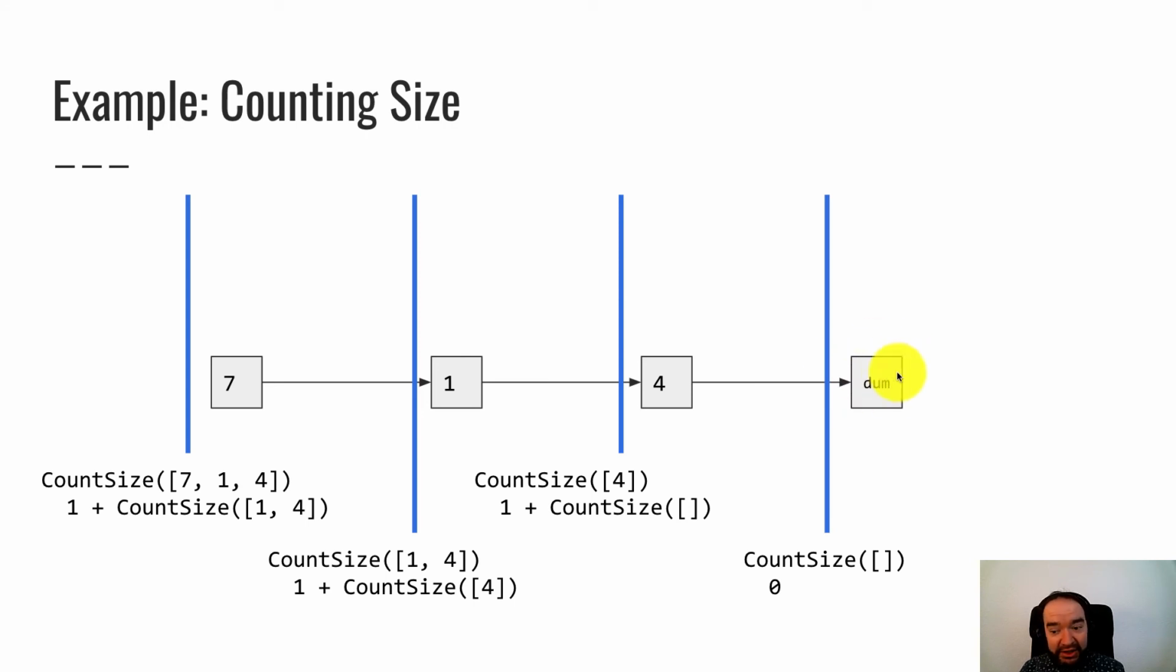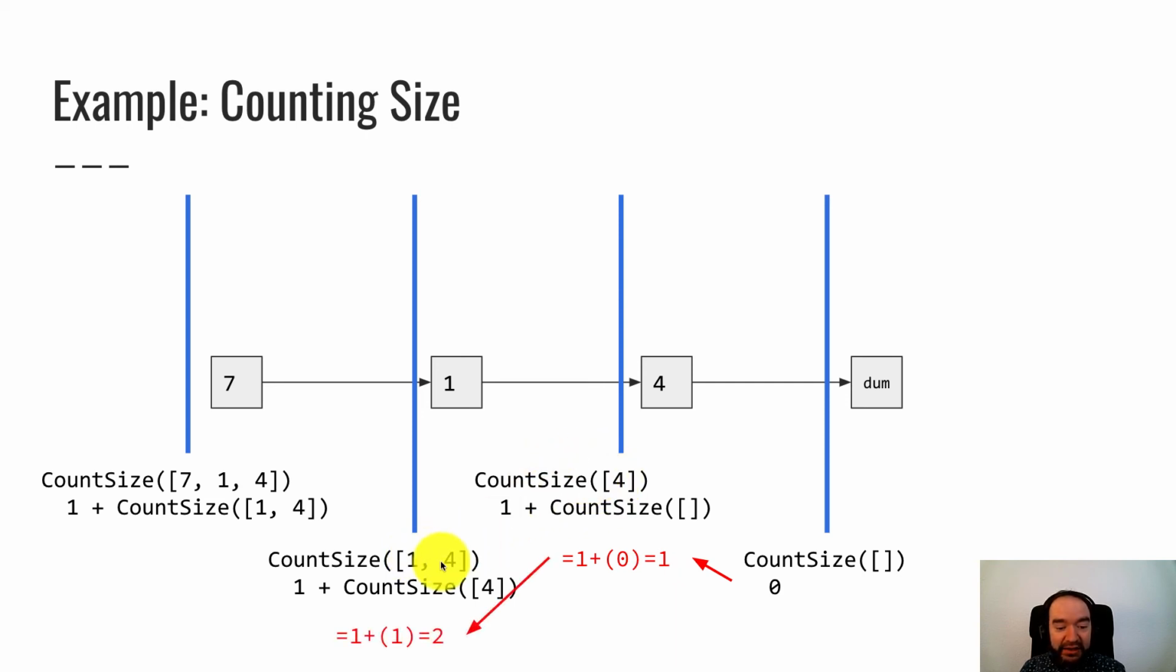That one is the dummy node. So what is the count size of the dummy node? That's the base case, which is 0. So count size of an empty list returns 0. And then that 0 is returned back to the count size starting at 4. Count size starting at 4 wants to return 1 plus the count size of everything to the right. So that's 1 plus the 0 that we got, which makes a total of 1. And then count size of 4 is finished.